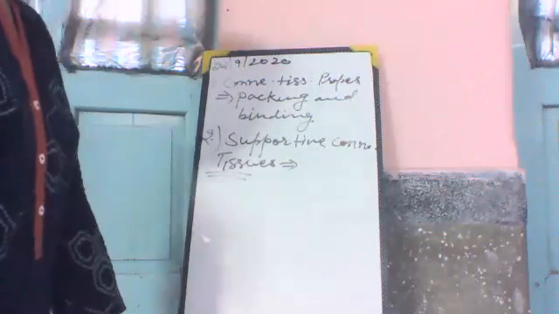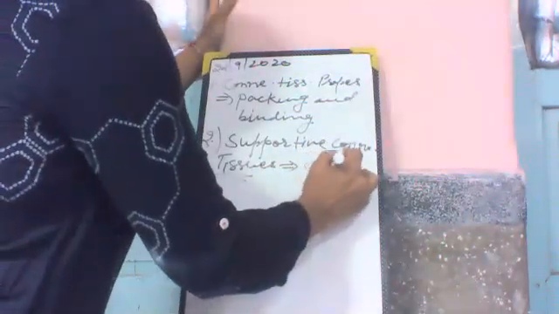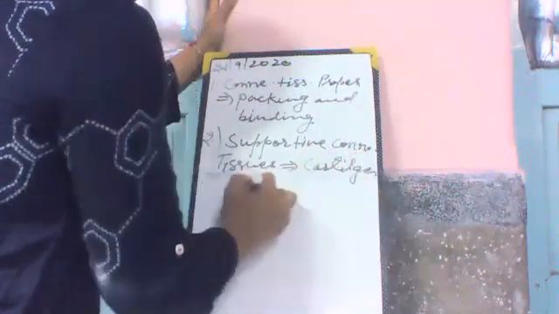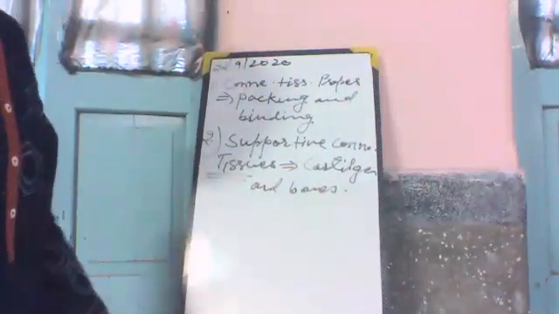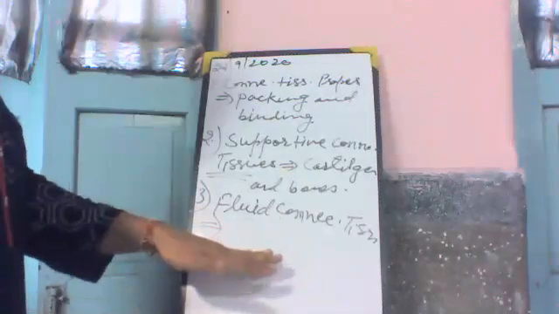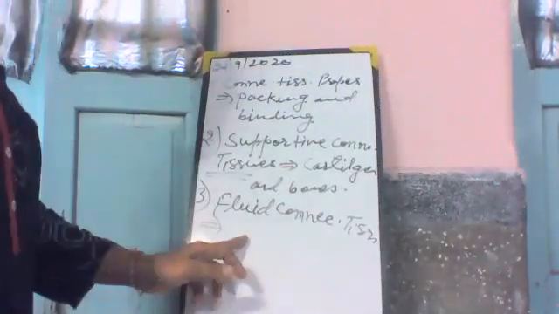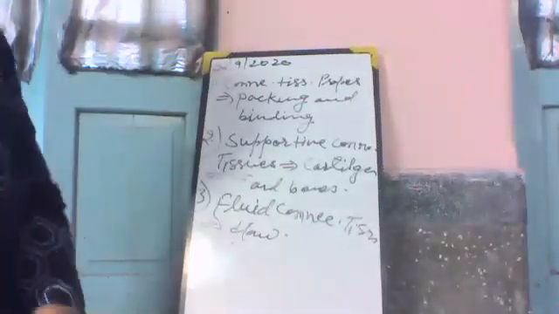They support the cell and organ. They bind and pack the tissue like cartilage and bones. They bind and support the cartilage and bones. And the last one is fluid connective tissue. As the name suggests, fluid means the tissue is in liquid form. They can flow. These are the three types of connective tissue.